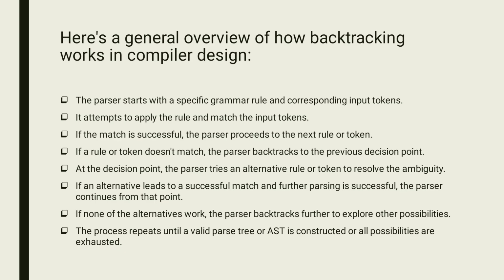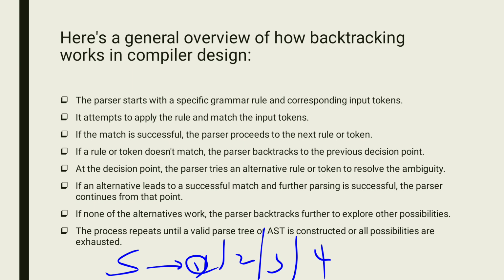Moving on, here is a general overview of how backtracking works in compiler design. The parser starts with a specific grammar rule and corresponding input tokens. Input tokens are the input strings which we have to achieve. It attempts to apply the rule and match the input tokens. Obviously, the input strings are to be matched by using the production rules. There may be several production rules, and we have to go in series. If we have a first, second, third and fourth production, we go with the first production, next the second production, next the third, and next the fourth, and so on.